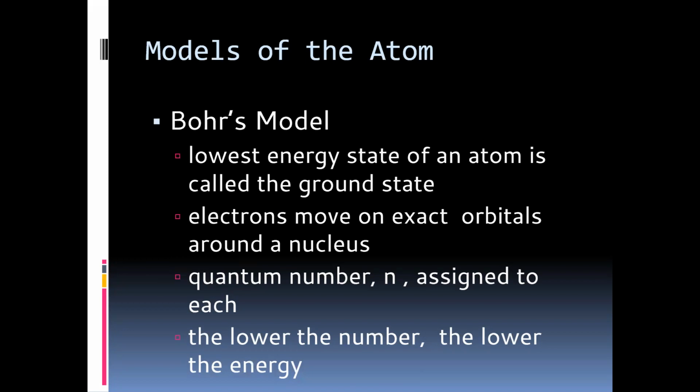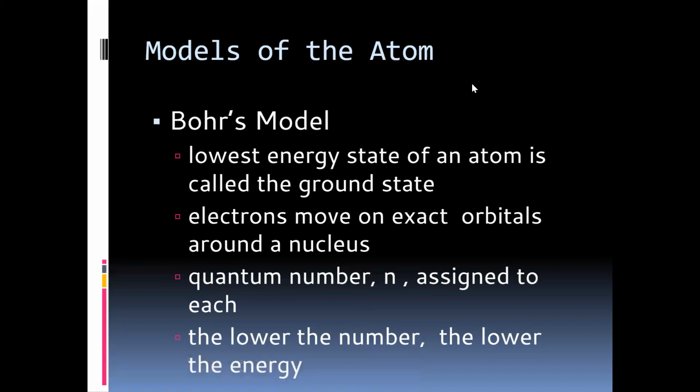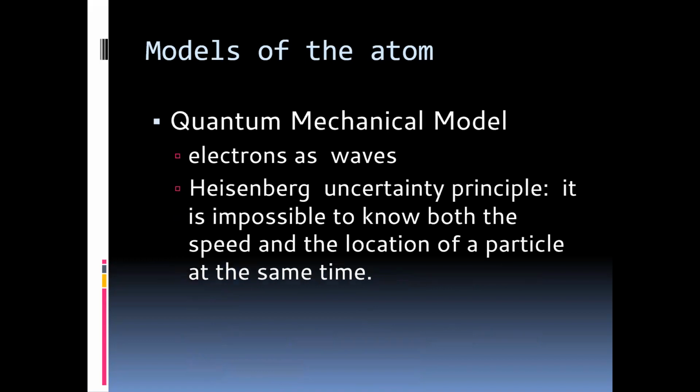Bohr's model states that electrons move in exact orbitals around a nucleus, and I will explain more about what an orbital actually is. It states that a quantum number n is going to be assigned to each, and the lower that number, the lower the energy of the atom.